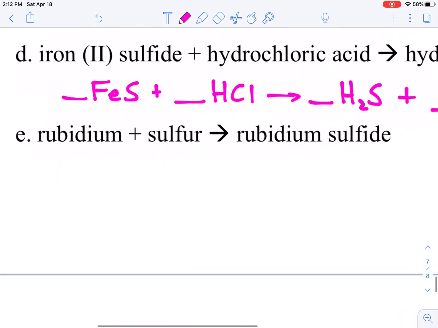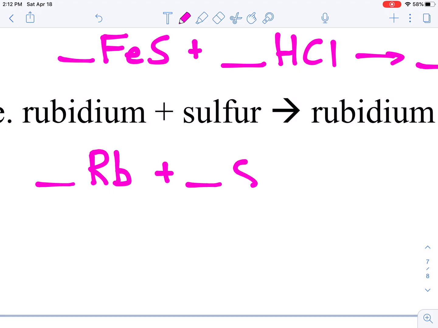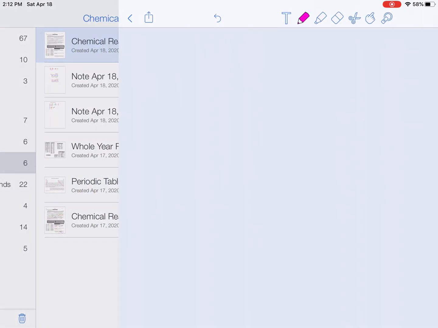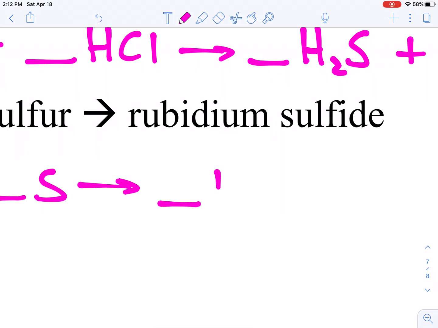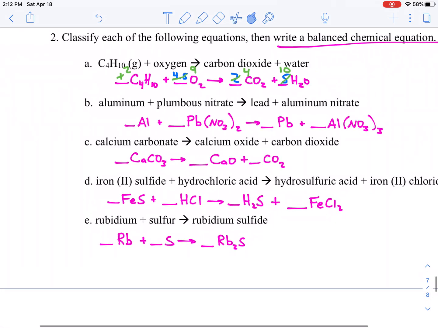Then finally we have rubidium, which is Rb, added together with sulfur. And let's check our periodic table, because Rb is one that we don't use very often. So Rb on the periodic table is right here. It's a plus 1. So we have Rb plus 1, S minus 2 for rubidium sulfide. We have Rb2S.